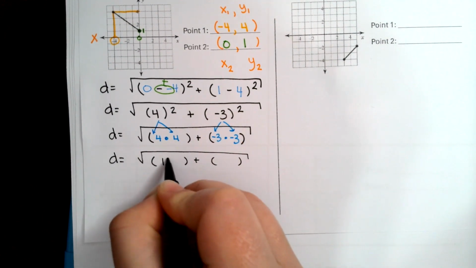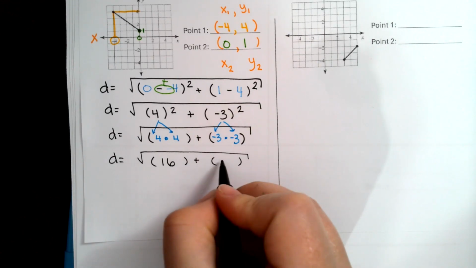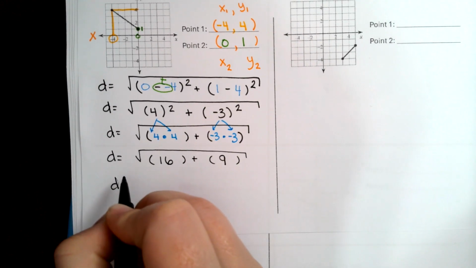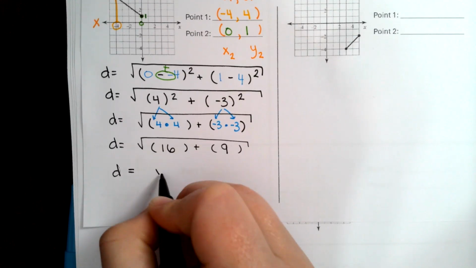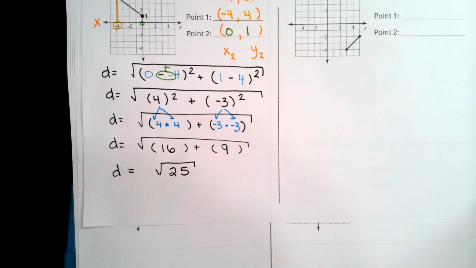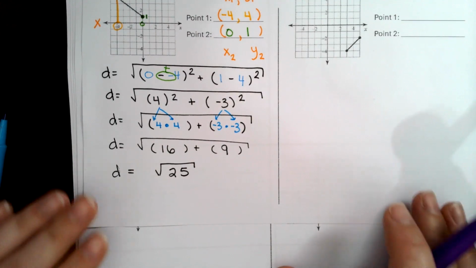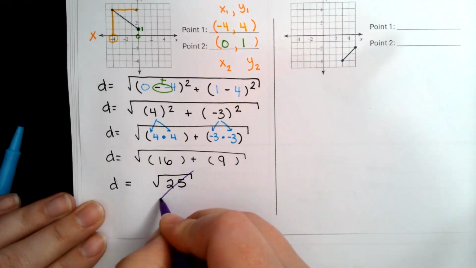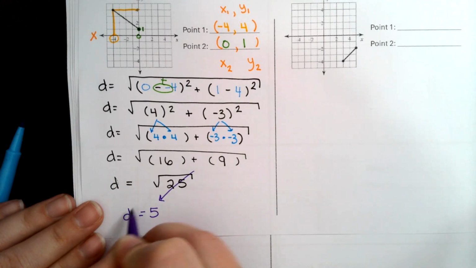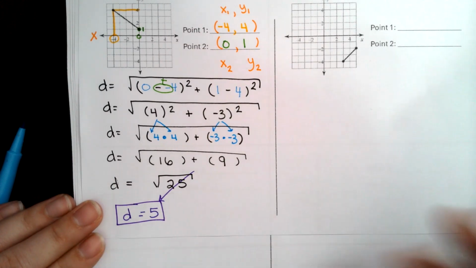4 times 4 is 16. 3 times 3, negative, is always +9. 16 plus 9 is 25. And again, we need to evaluate that. So we have the square root of 25. We have 5 as our answer without the house. So no square root here.